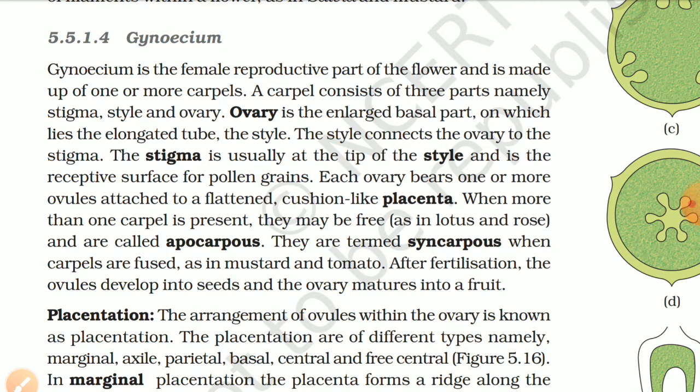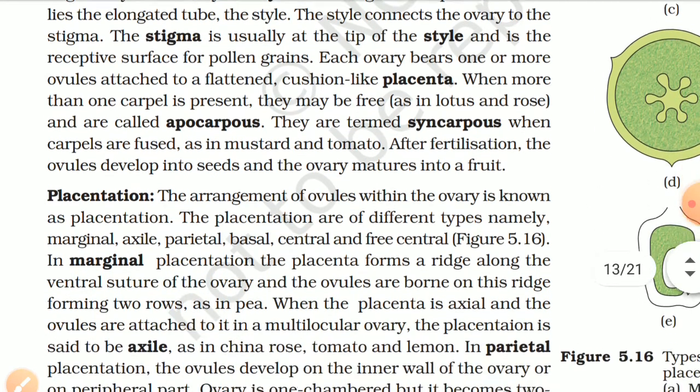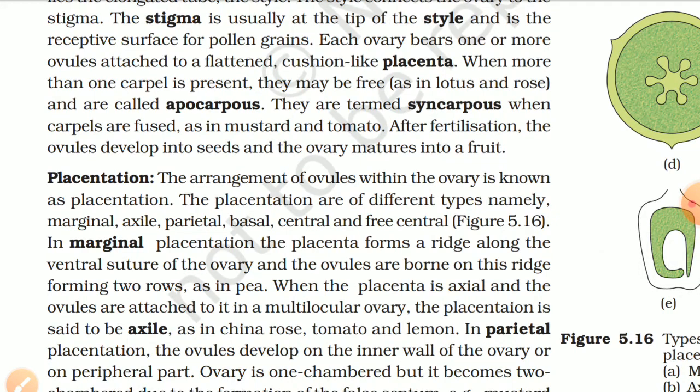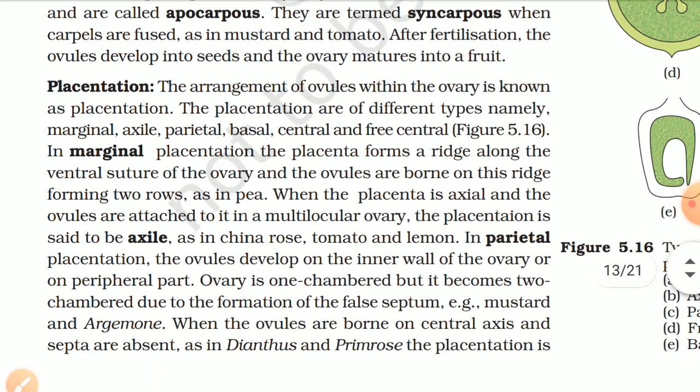Each ovary bears one or more ovules attached to the flattened cushion-like placenta. When more than one carpel is present, they may be free, as in lotus and rose, and are called apocarpous. They are termed syncarpous when the carpels are fused, as in mustard and tomato. After fertilization, the ovule develops into seed and the ovary matures into fruit.